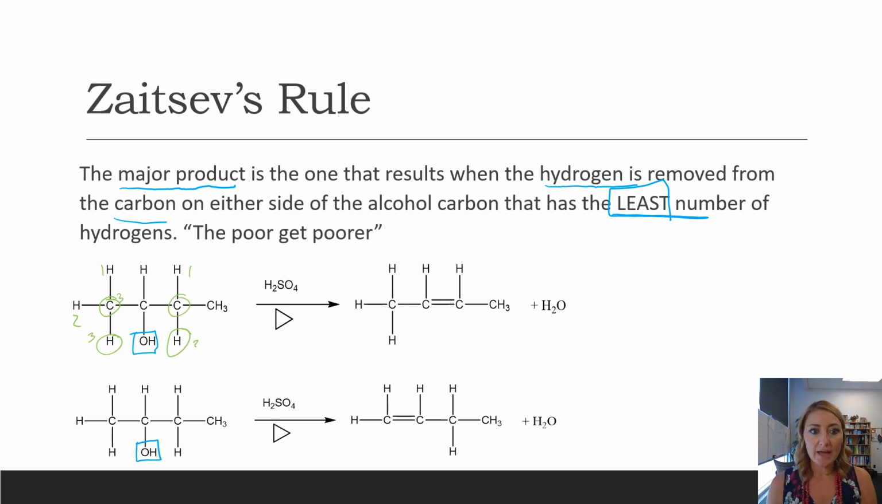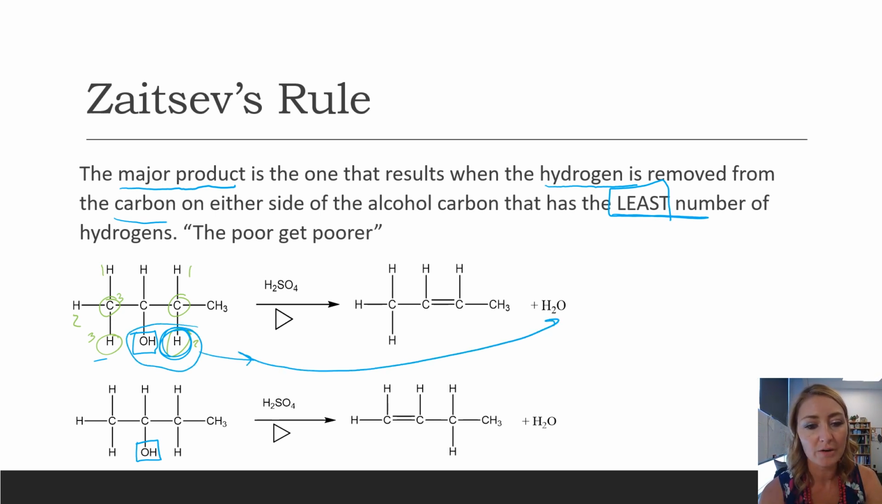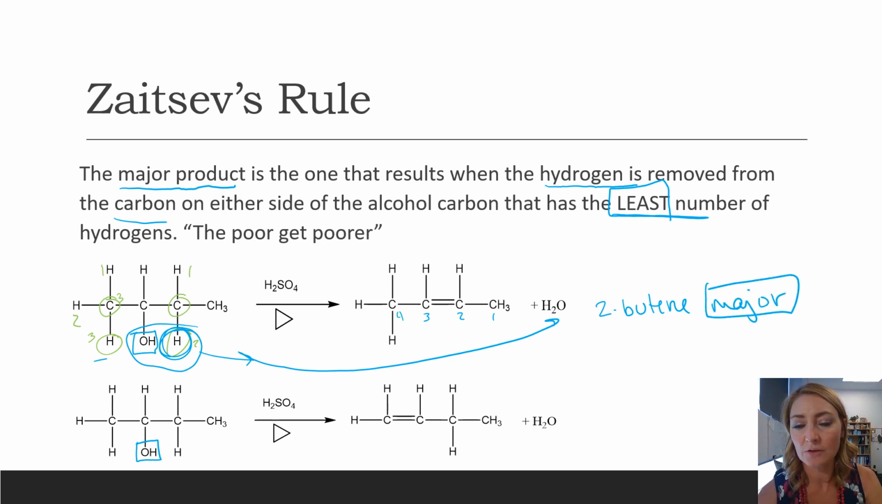So Zaitsev's rule says we cannot take this hydrogen. We have to take the hydrogen from the carbon that already has the least number. So I'm going to remove these to form my side product of water. So as a result, my double bond is in this position. So no matter which way I count, 1, 2, 3, 4, this is going to be 2-butene. This is considered my major product because it follows Zaitsev's rule. That means when I do this reaction, I'm going to get 2-butene in the greatest quantity. I will get some of the minor product.